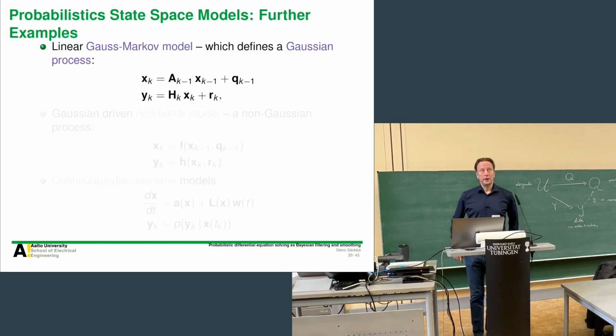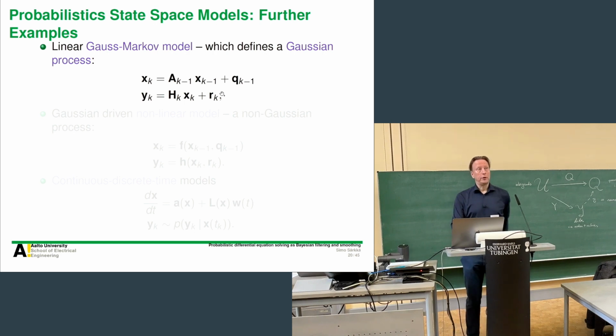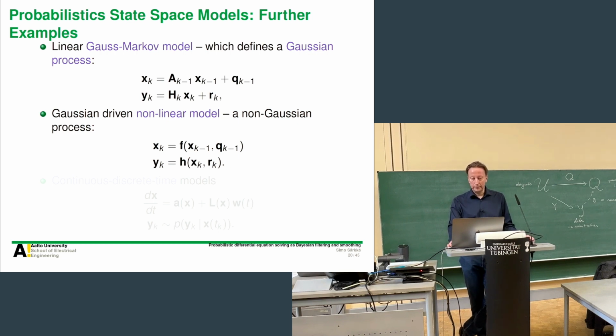Then we have certain classical classes of models. So we have the Gauss-Markov model. There are linear dynamics for this vector x. This A is a given matrix, and this Q is a Gaussian random variable. Then the measurements in this linear Gaussian model are also linear functions of the state plus Gaussian noise. But then the formulation itself allows for, say, nonlinearities in the dynamic model and the measurement model.